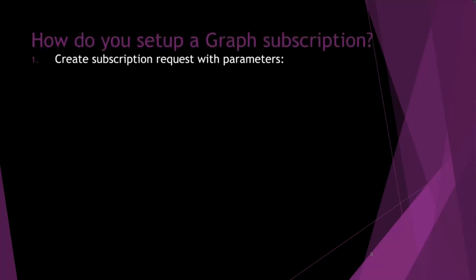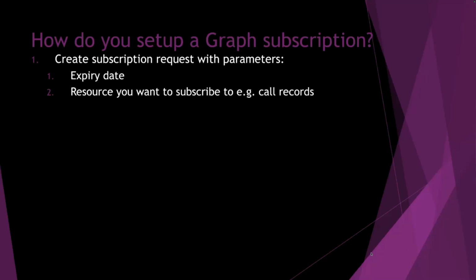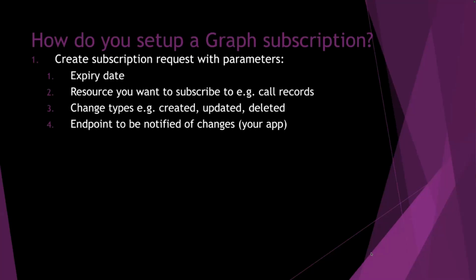So how do you set up a graph subscription? We're just going to quickly go over the steps. Hopefully it will help the code talk a bit better to you. So first thing is you need to create a subscription. So you need to provide some parameters. The first one is the expiry date, then the type of resource. So in this case, call records. You then need to say, what type of change am I looking for? Is it just when it's created or when it's updated or deleted or whatever? That is the next parameter, and then finally the endpoint. So you're telling Graph, okay, I want to have call records when they've been created, and let me know for the next 2 days or something.